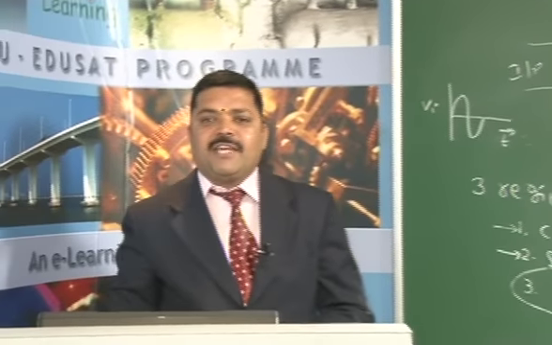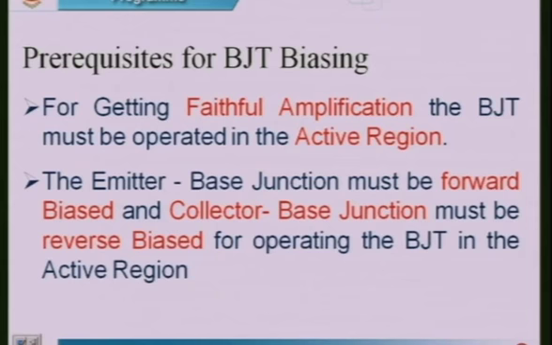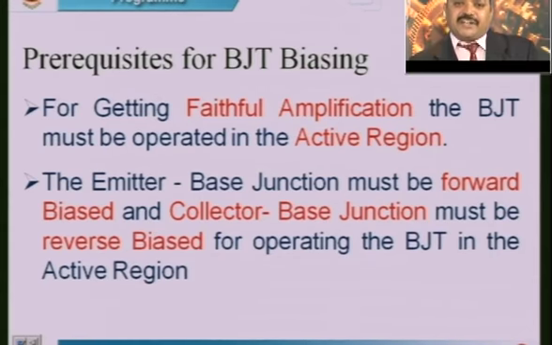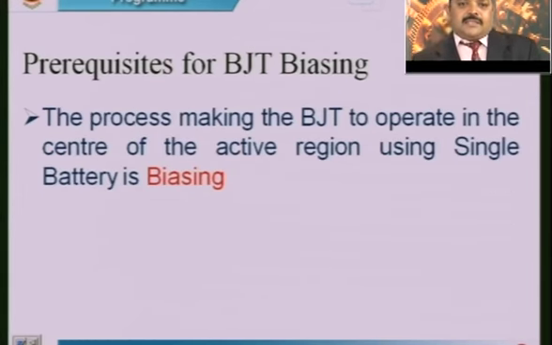So, for getting faithful amplification, the BJT must be operated in the active region. Then the emitter base junction must be forward biased and the collector base junction must be reverse biased. Then we say that the BJT is operated in the active region. The process of making the BJT operate in the center of the active region by using a single battery is called biasing.